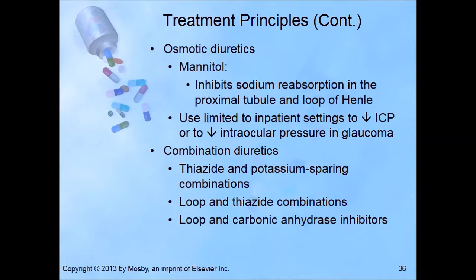The simultaneous use of two diuretics of the same class, such as two loop diuretics or two thiazides, provides no additional therapeutic benefit over that provided by a single agent. Thus, these should never be prescribed. Combinations of diuretics, thiazide and potassium sparing, loop and thiazide, loop and potassium sparing, and loop and carbonic anhydrase inhibitors may be prescribed together. Only thiazide and potassium sparing agents are available as a fixed dosage.